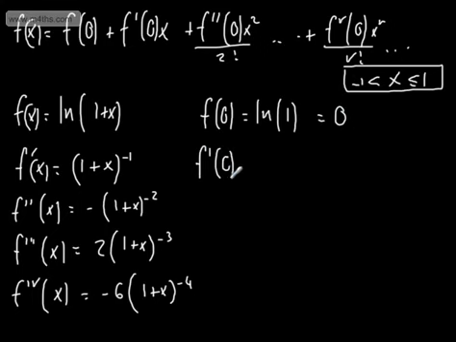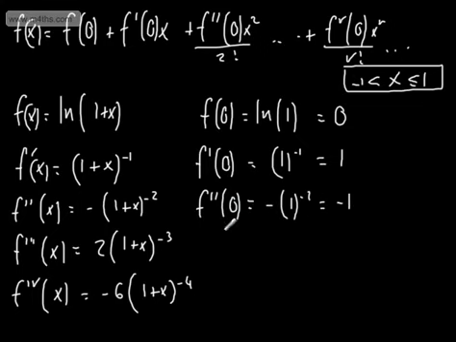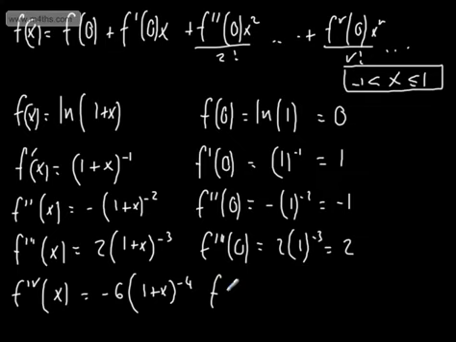f dashed of 0 is going to give me 1 plus 0 to the minus 1, which is 1 to the minus 1, which of course is 1. Second derivative, f double dashed of 0, is going to give me minus, and then we're going to have 1 to the minus 2, which gives me minus 1. The third derivative, f triple dashed of 0, is going to be 2 lots of 1 to the minus 3, which of course is going to give us 2. If we now go to the fourth derivative at 0, we're going to end up with minus 6 lots of 1 to the minus 4, which gives us minus 6.